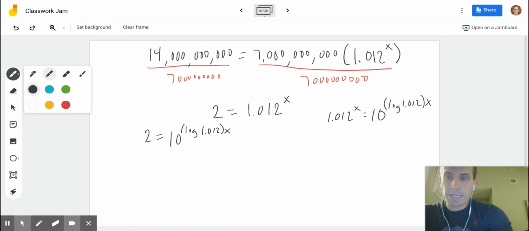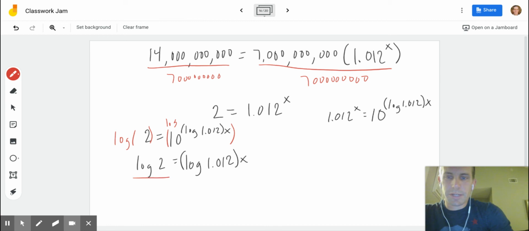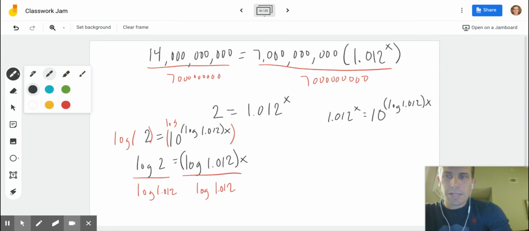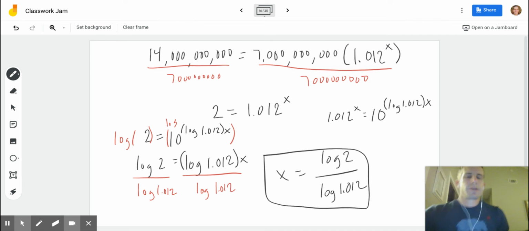So if we take the log of both sides, we end up with the log of 2 equals the log of 1.012 times x. And at this point, it's just algebra to solve. So we divide by the log of 1.012, divide by the log of 1.012, and we end up with x equals log 2 divided by log of 1.012. And those you just punch into a calculator and do your solution.